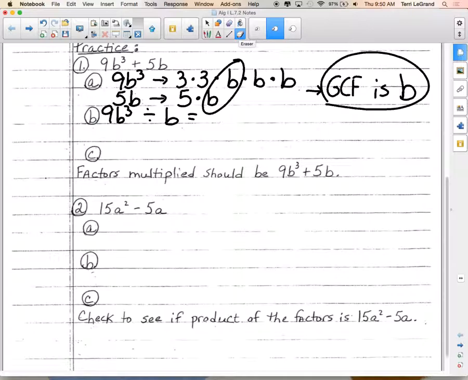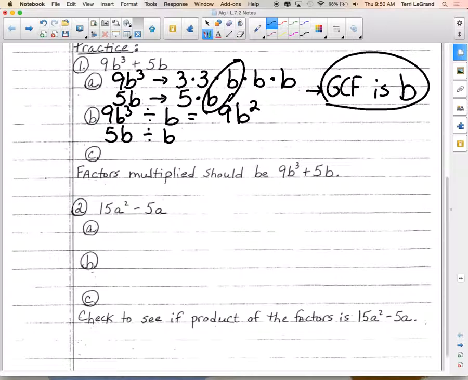9b squared. There's nothing to divide the 9 by. Whoopsie, I guess it would be good if I had a pen. So, 9b squared. One of those b's in the b to the third gets canceled out with the b that we're dividing by, so we end up with 9b squared. And then we're going to take our 5b, and we're going to divide that by the GCF, b.